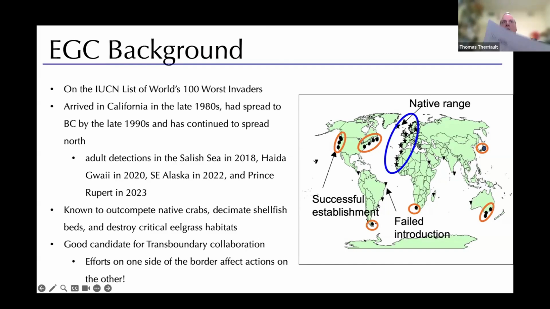Now, why are we really concerned about green crab specifically? It's because it has three main impacts. We know that it can outcompete native species, including our native crab species. We know that it's a heavy consumer, so it can decimate shellfish beds. And maybe one of the more important factors that's less studied is that it can destroy critical habitats like eelgrass that support our salmon and Dungeness crabs and other things.